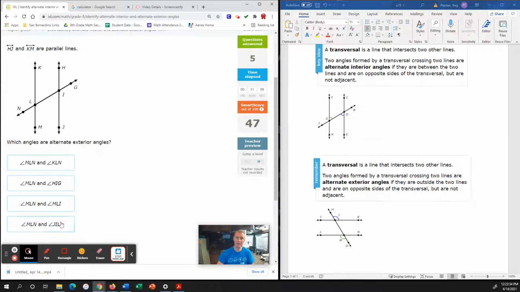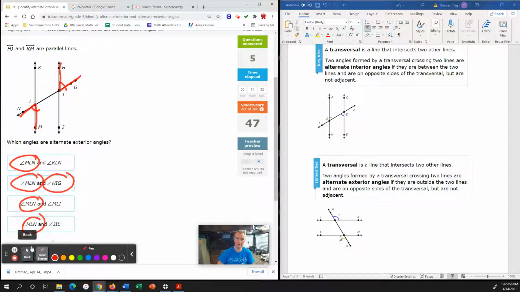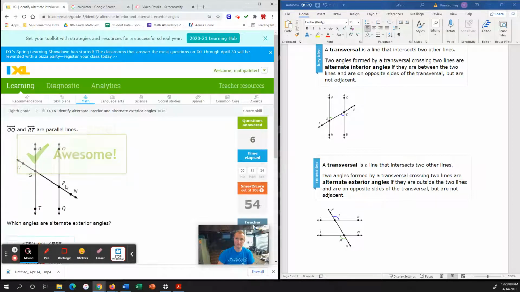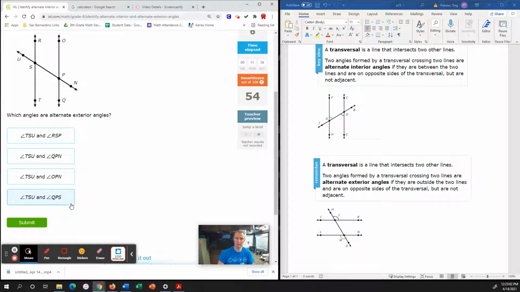All right, which angles are alternate exterior angles? All four of them have MLN. So MLN. The alternate exterior angle has to be HIG, because again, it's on the outside, on the other side, with the same congruent opening. So HIG right there. Picking up pace right now, doing pretty good.